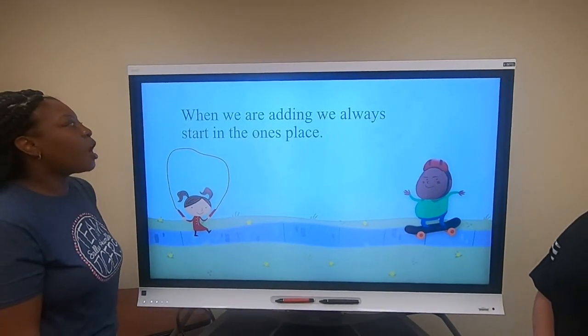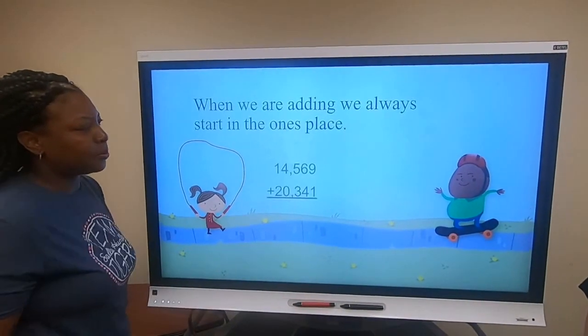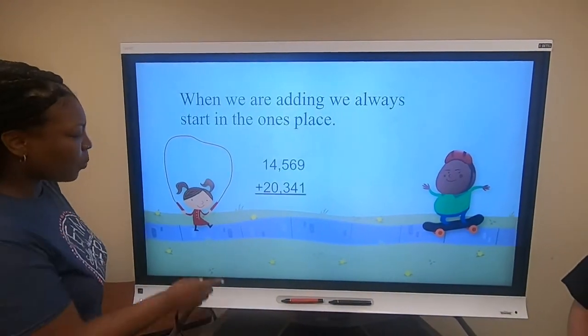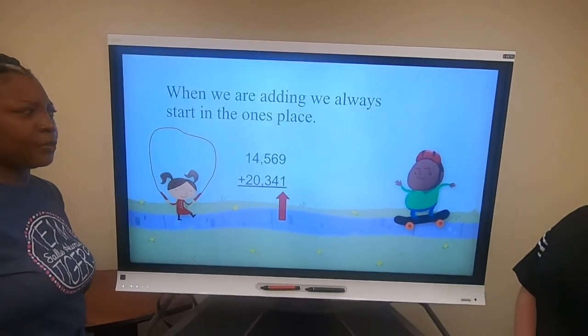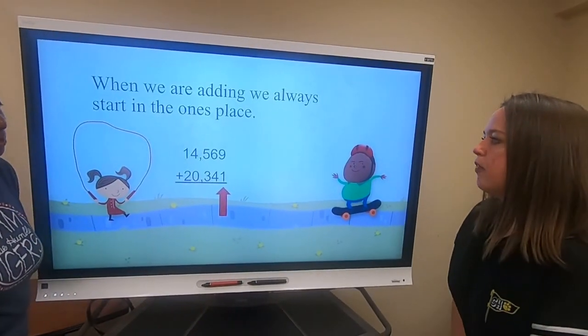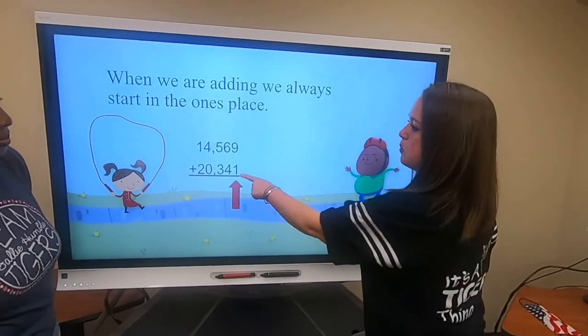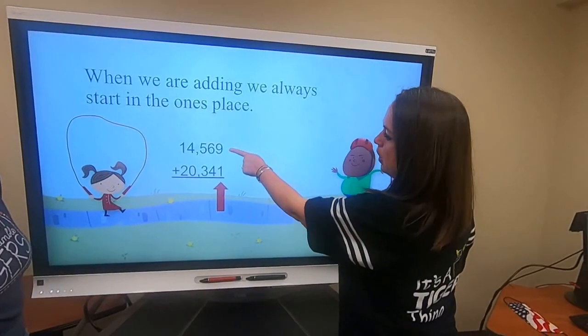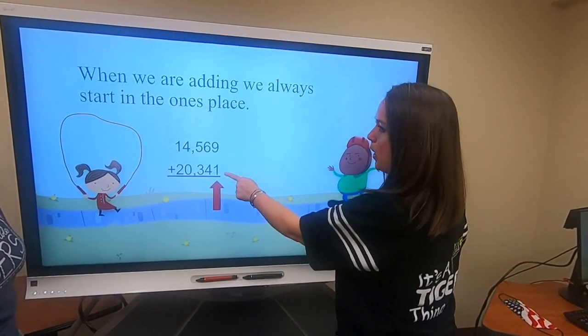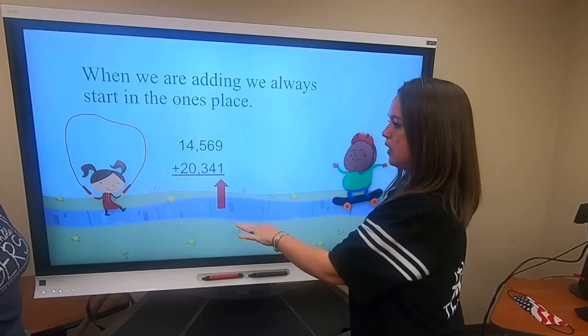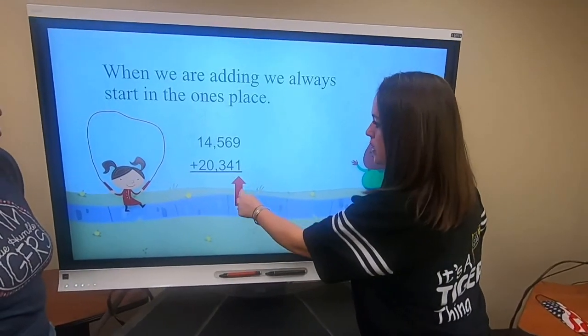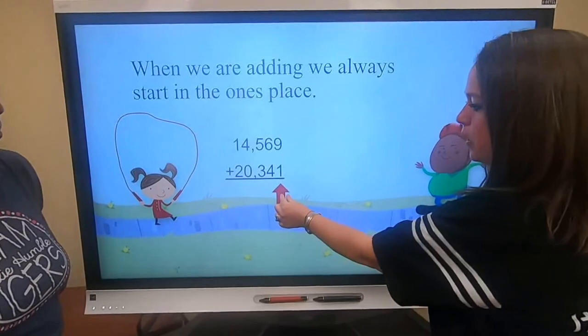When we're adding, we always start in the ones place. Miss Wilson, why do you think we always start in the ones place when we're adding? Well, I think it might be because right here in this problem, when I add 9 ones plus 1 one, that equals 10 ones. And I can't put 10 ones down here. I can only write in my ones place.